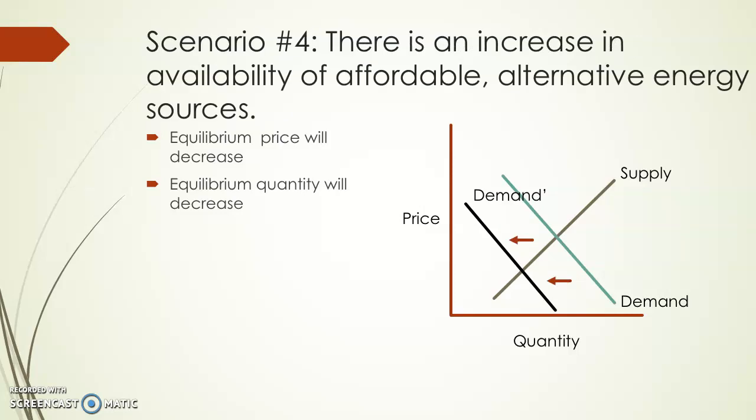Scenario number 4 is there is an increase in availability of affordable alternative energy sources. Alternative energy is a substitute for oil. When oil prices rise, a decrease in demand occurs. The demand curve will shift to the left, meaning a decrease in demand. The equilibrium price will decrease, and the equilibrium quantity will also decrease.